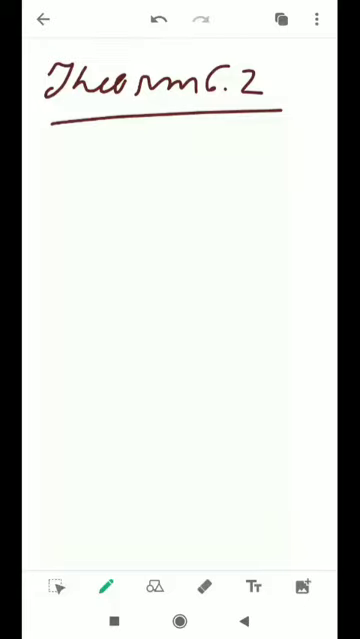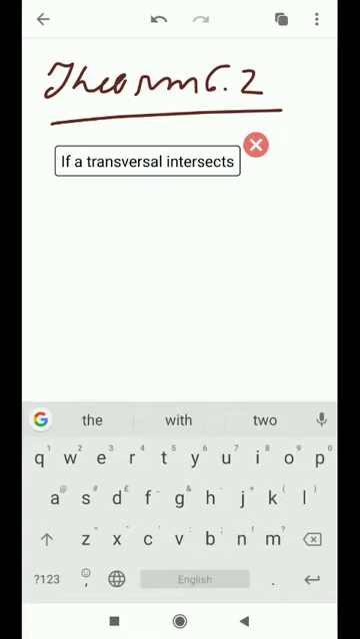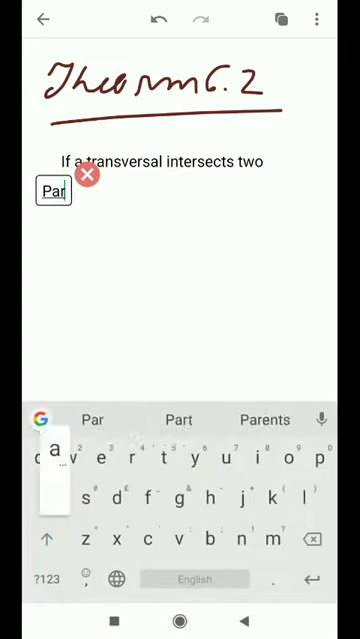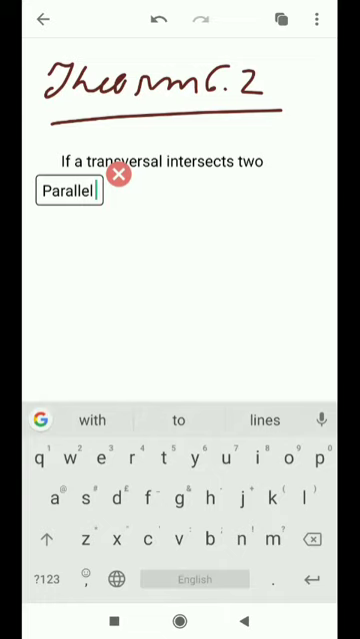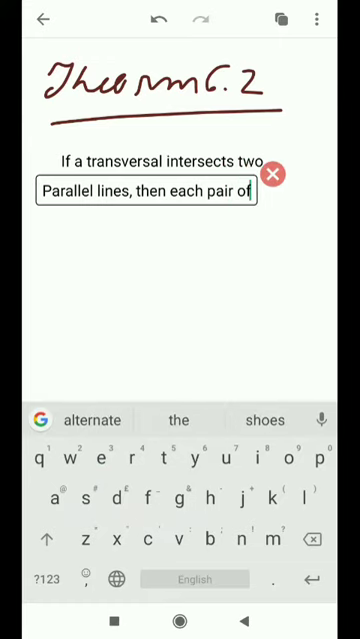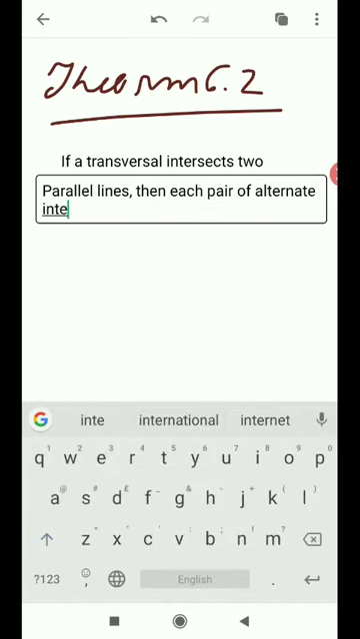So today's class 9 we are going to do Theorem 6.2. So Theorem 6.2 is given: if a transversal intersects two parallel lines, then each pair of alternate interior angles is equal.